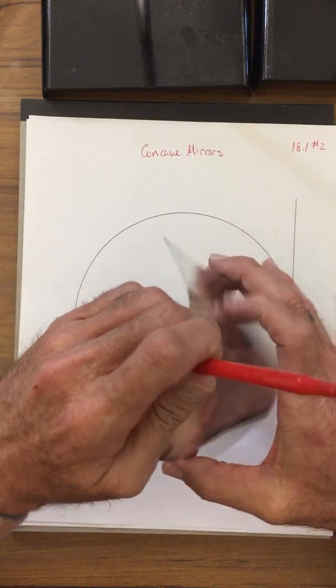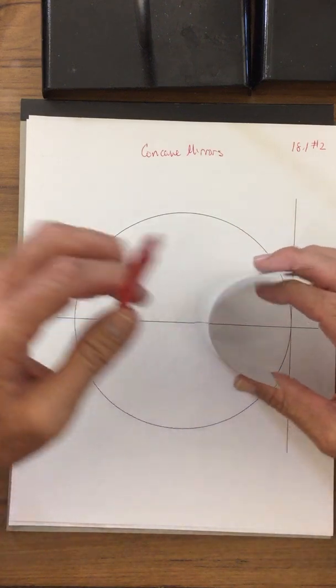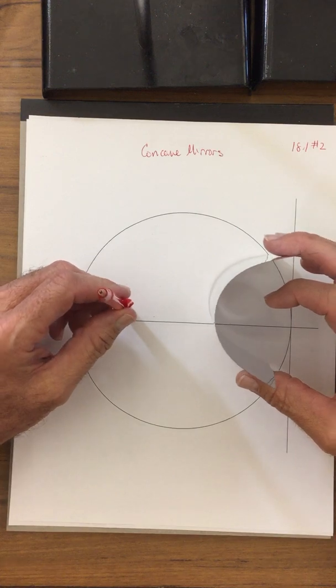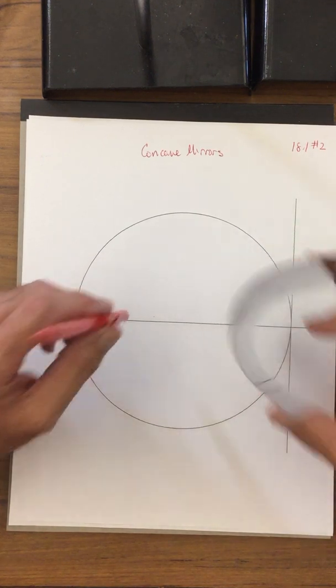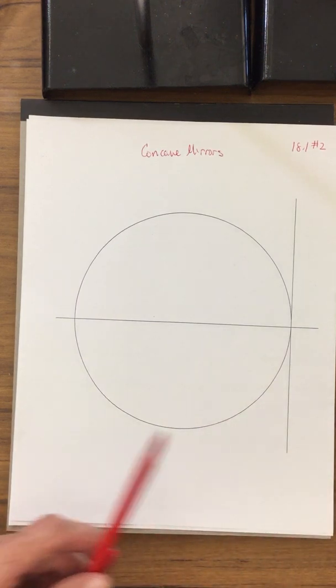Example of a convex mirror is the opposite of concave, and that would be if you have an object and you have a mirror that's bending the other way. This is a convex mirror. So we're looking at concave mirrors for today.